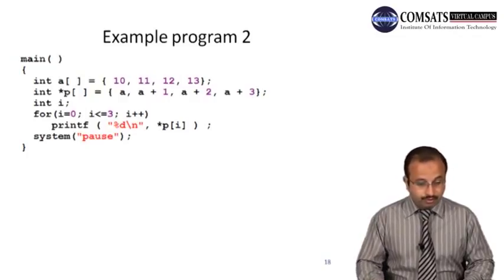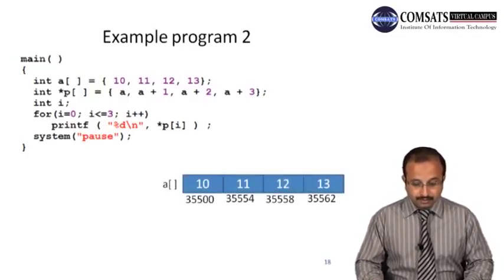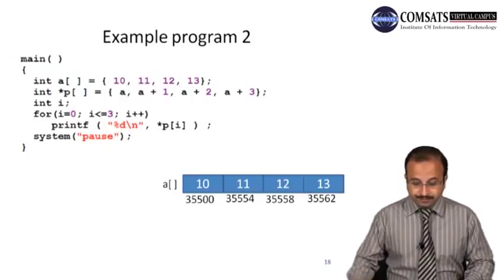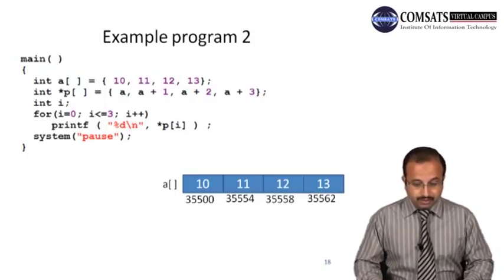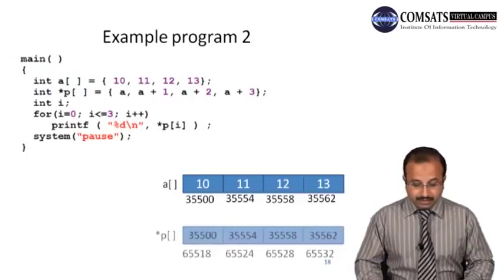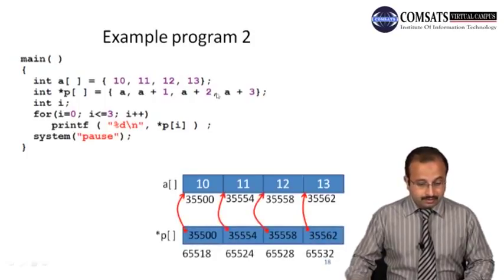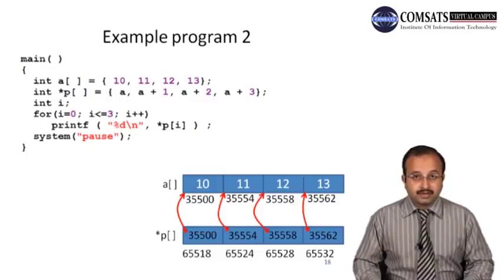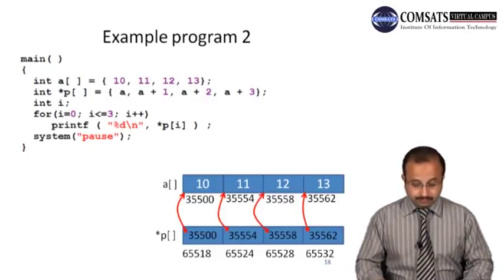Then we can use a for loop to print that value. So this is the memory allocated for that array. The values are 10, 11, 12, 13. When you declare a pointer array, it initializes all the elements of that pointer array with these addresses. So that means this address points to the 0th index element in array a, and so on.